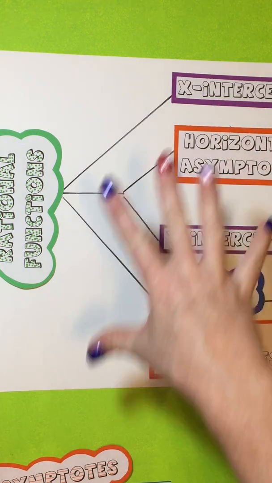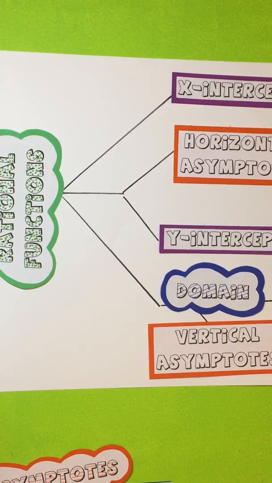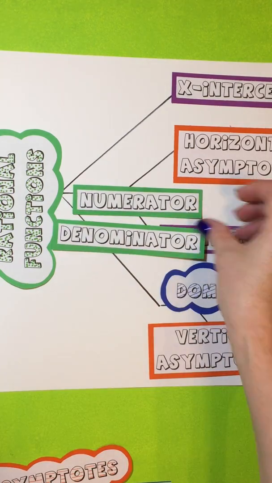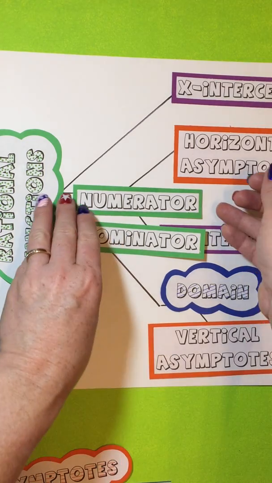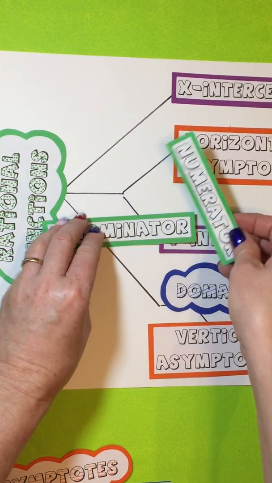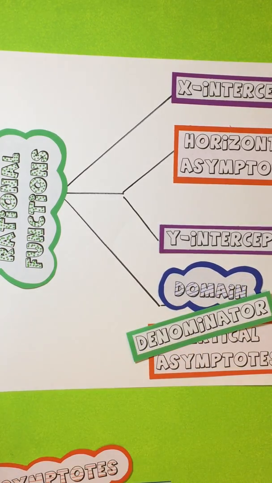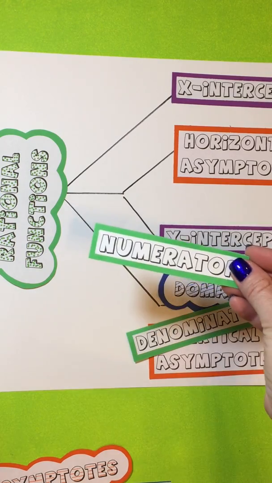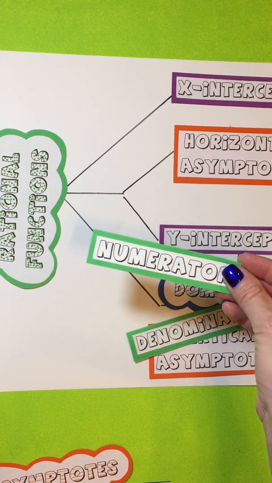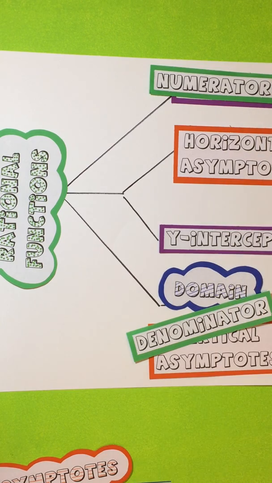Now I've arranged these in this manner because a rational function has a numerator and a denominator, because it is a fraction with x on the bottom of a fraction. Domain and vertical asymptotes, I put those on the bottom because we need to use the denominator of this rational function in order to find the domain and the vertical asymptote. The numerator is on the top of a fraction. That's why the x-intercept is up there. We will use the numerator to find the x-intercepts.